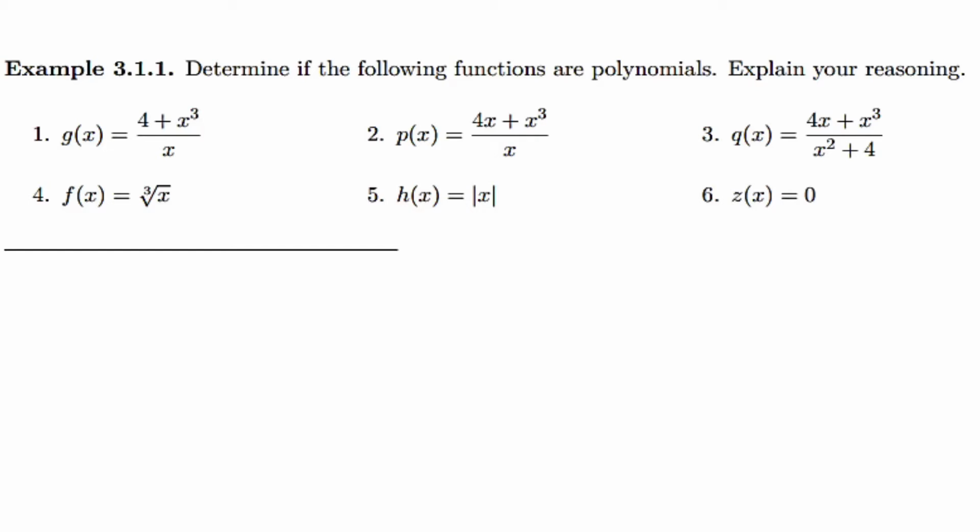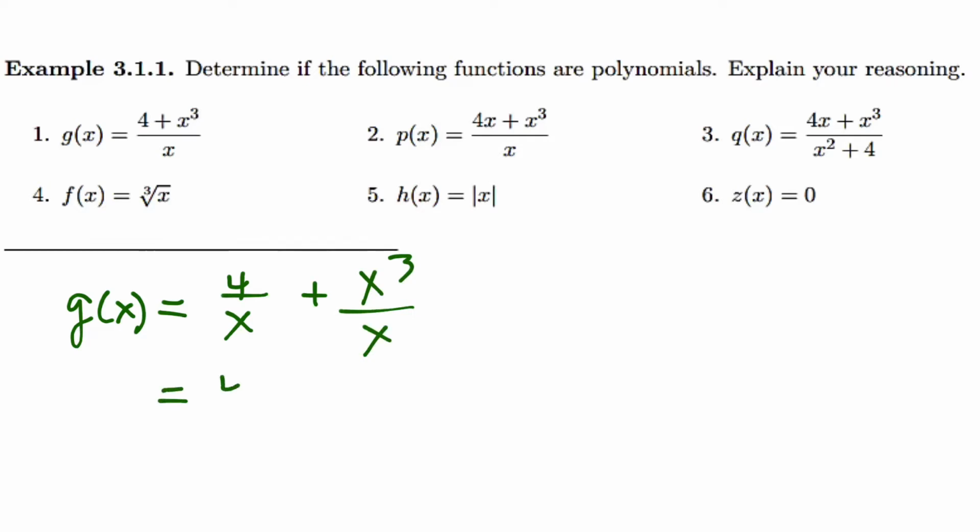polynomial and explain why. So if I look at the first one, I've got 4 plus x cubed over x. Now what you could do is you could say that g of x is 4 over x. If I put the x under the 4 and x also under the x cubed, which is equal to 4 over x plus x squared. Okay, so the problem with this being a polynomial is that you've got an x in the denominator on the first term. So that's really 4x to the minus 1 plus x squared.